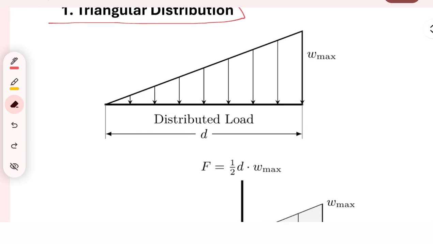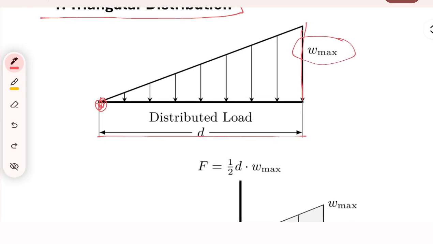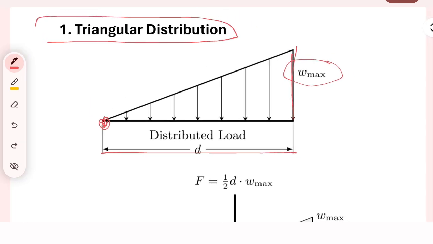So let's analyze it. This is the intensity of the triangular loading. That's the maximum intensity, w maximum, so this value here. Then it decreases as it goes to this end here, which has zero intensity. The distribution is spread over a length of d, the whole length of the beam. So how would you compute the single force?